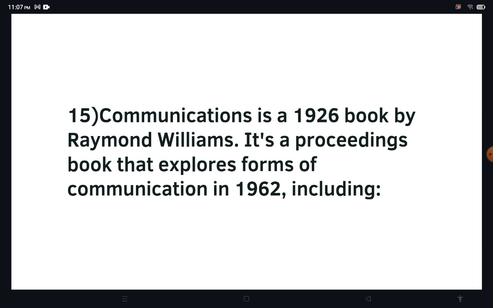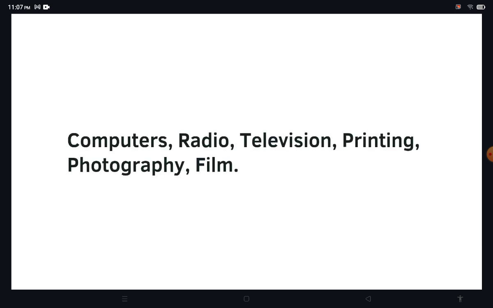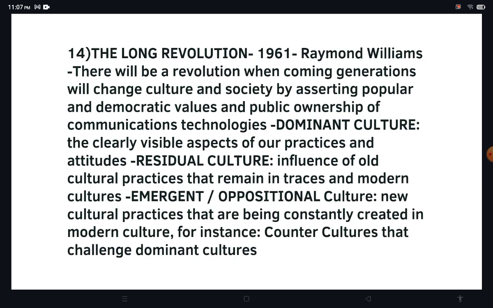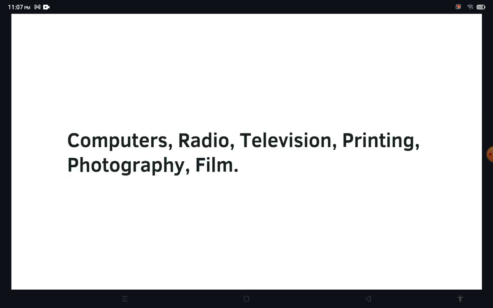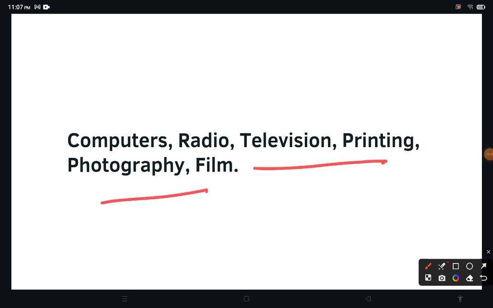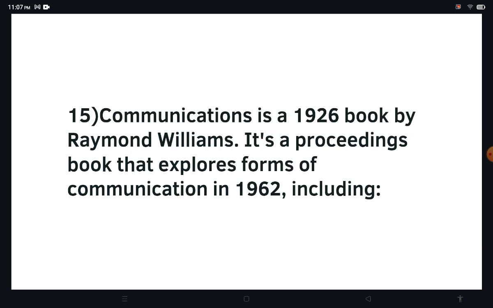so then his next work, Communications, is a book published in 1962. It's a pioneering book that explores communication, including computer, radio, television, printing, and photography, and how these channels affect our communication.